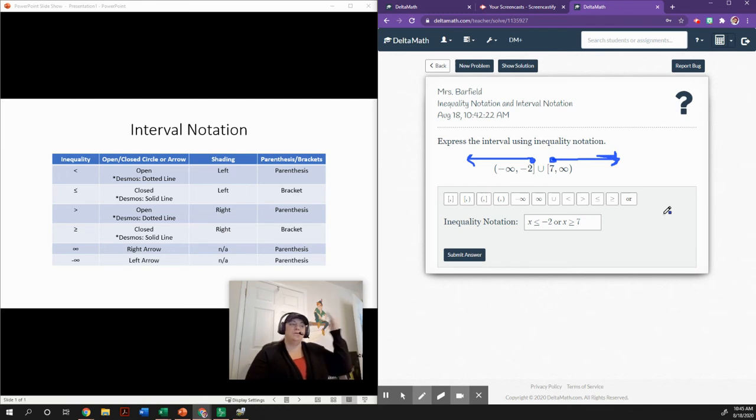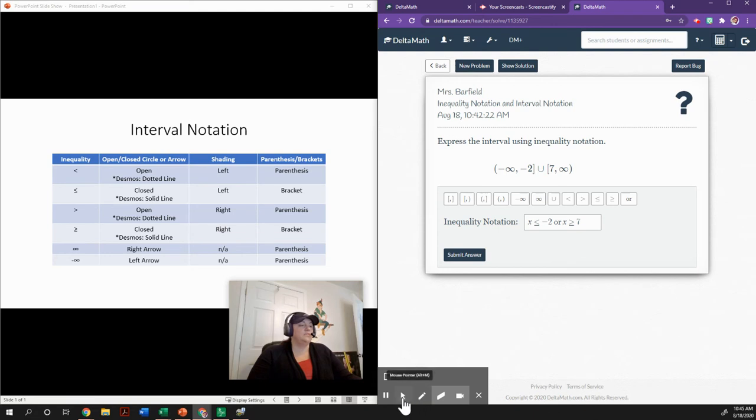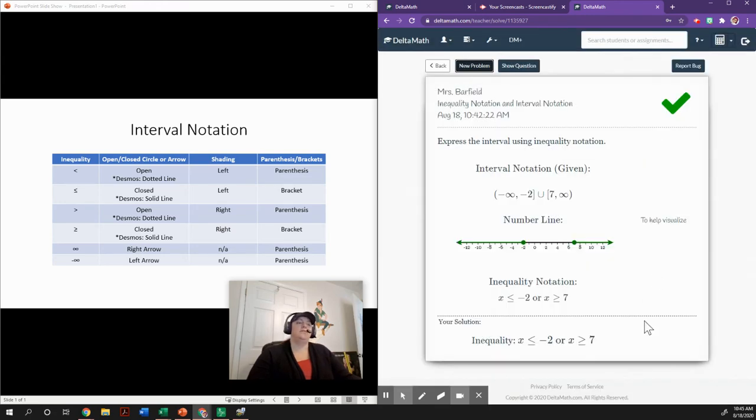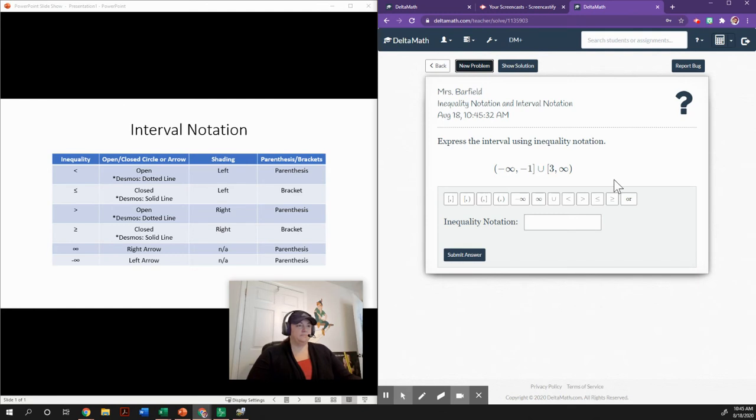So that's what you got to do. You got to envision the picture in your mind, okay, or draw it out on a piece of paper, and then convert it into those inequalities that are here. All right, so let's see how Delta Math likes our answer. So we're going to hit submit. Yes, and there we go. We did a great job. All right, new problem. Okay.